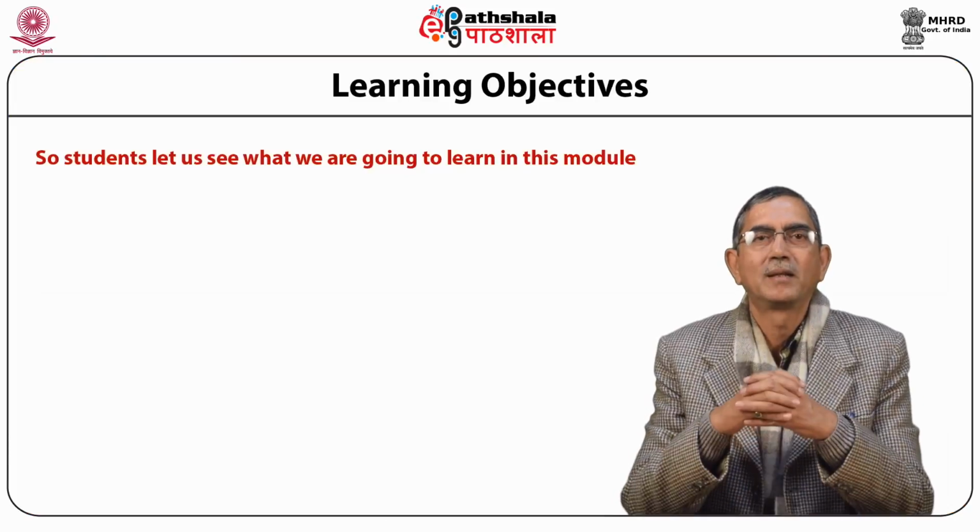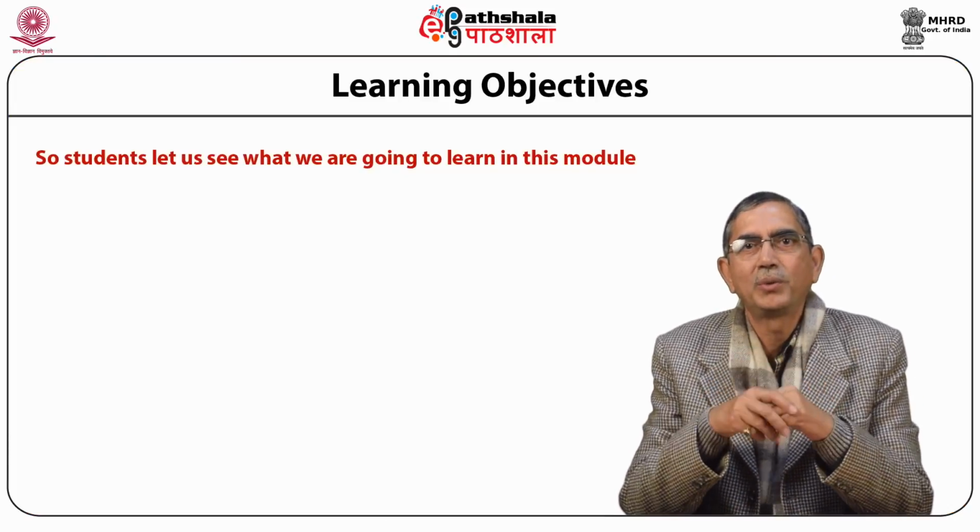Today we are going to talk on the module: Study of two prototype physical models from statistical root, an ideal gas and a collection of N three-dimensional classical harmonic oscillators, from the paper Statistical Mechanics. So students, let us see what we are going to learn in this module.